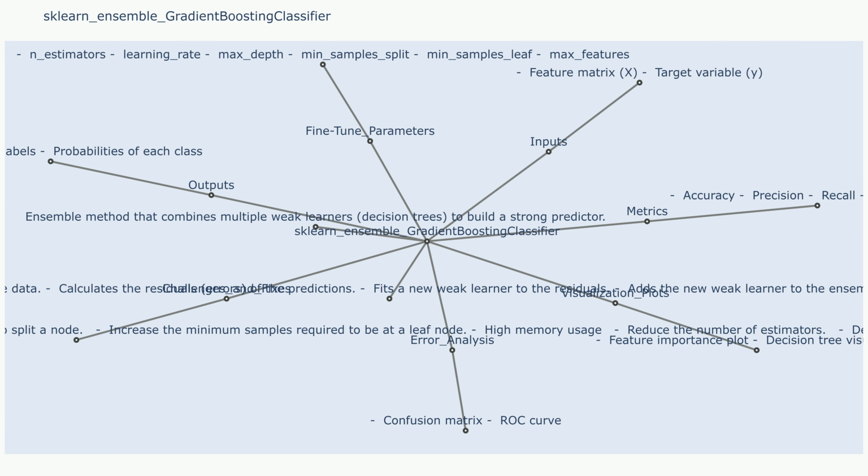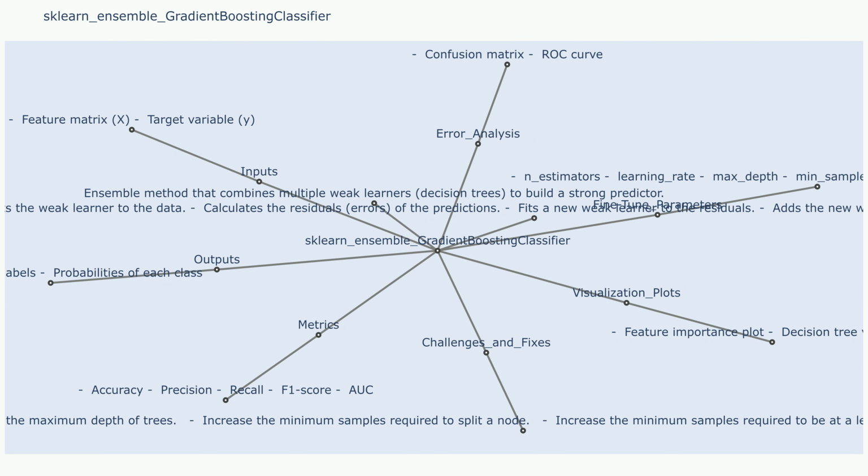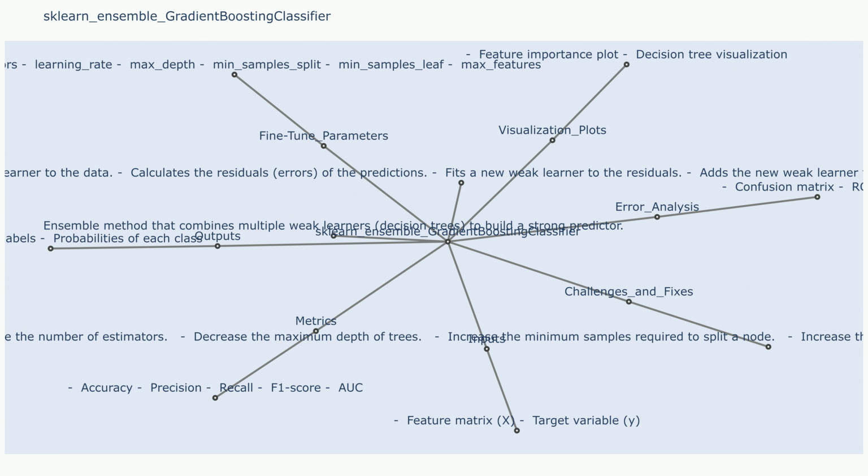Inputs: X, the feature matrix containing the independent variables. Each row represents a sample, and each column represents a feature. Y, the target vector containing the dependent variable. This vector should be of the same length as the number of rows in the feature matrix. Outputs: Model, a trained gradient boosting classifier object. This object can be used to predict class labels for new data. Predictions: the predicted class labels for the input data.